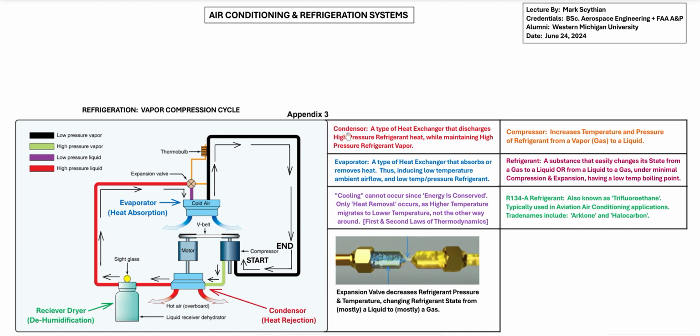So we start with the condenser, which is located immediately after the output of the compressor. The condenser is a type of heat exchanger that discharges high pressure refrigerant heat while maintaining high pressure refrigerant vapor. So what happens to the refrigerant as it undergoes compression by the compressor is that it will start to convert from a vapor into a partial liquid and then eventually into a full liquid.